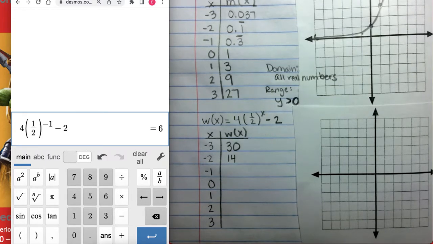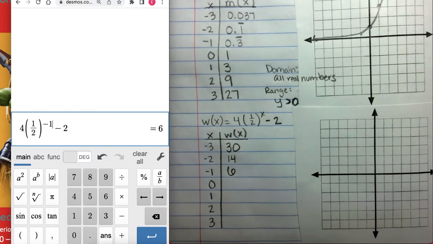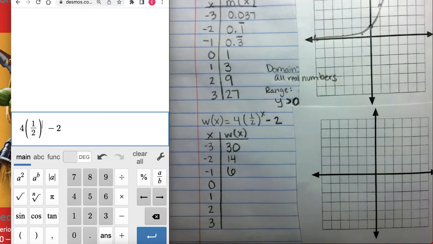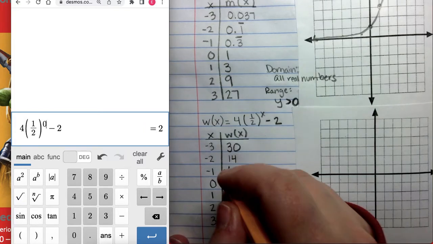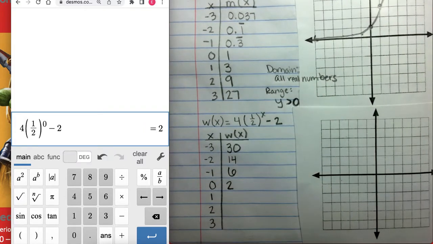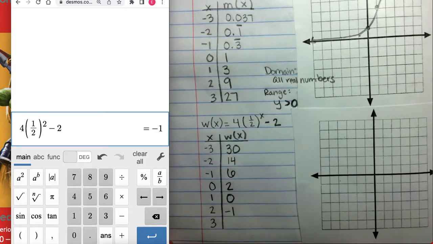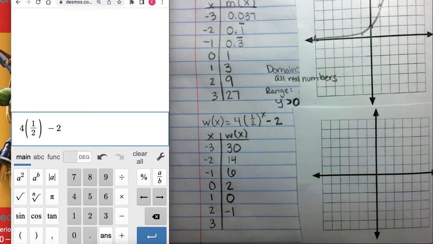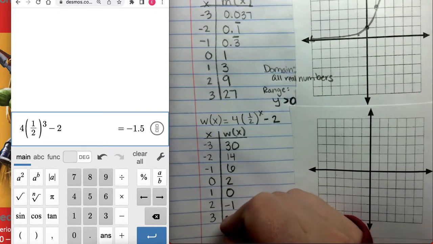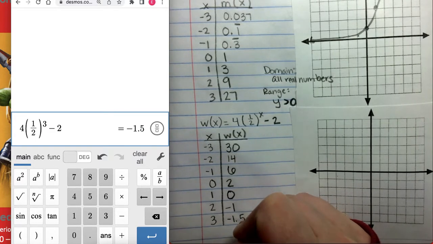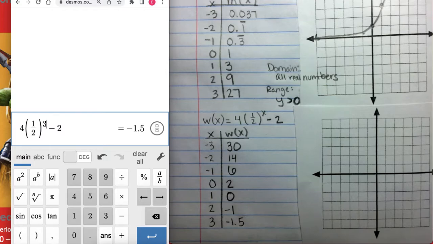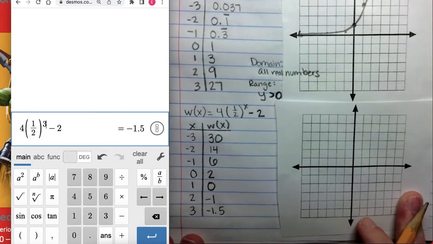-1, we get 6. 0, we get 2. Put in a 1, and we get 0. Put in a 2, we get -1. Put in a 3, we get -1.5. So on this one, we might not see where it's going to go. We'll talk a little bit after we graph. We might need to plug in a couple more numbers here, but we'll see.